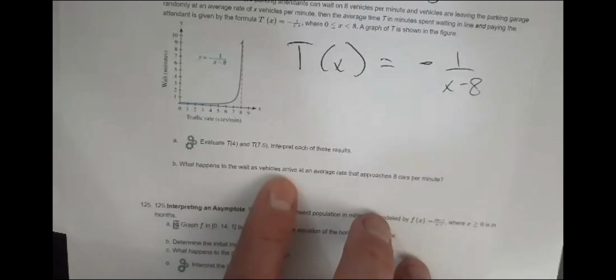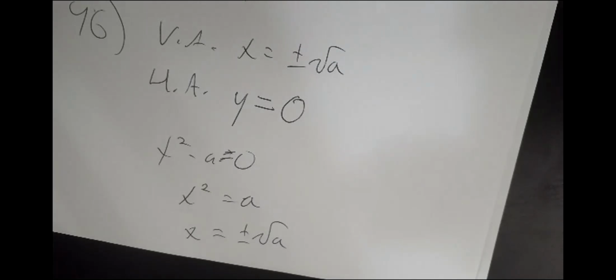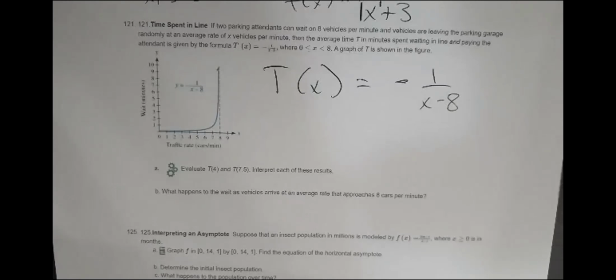What happens if the vehicle arrives? Let me get it. Okay. It's hard to read on that. Trying to read it on my screen and it didn't work. What happens to the wait time as vehicles arrive at an average rate that approaches 9 cars per minute? 8 cars. Did I say something weird? You said 9. 8 cars per minute. Yeah.